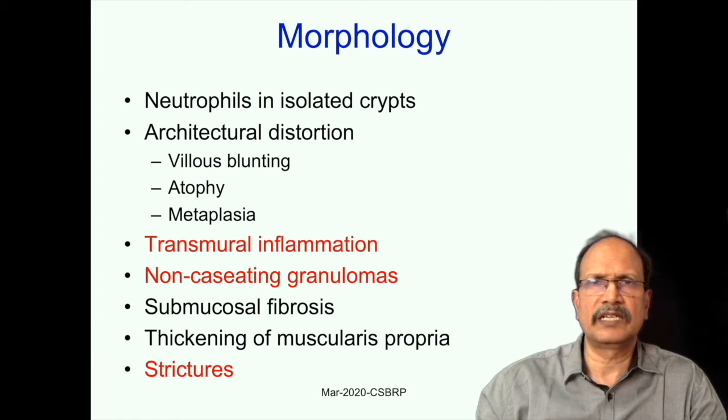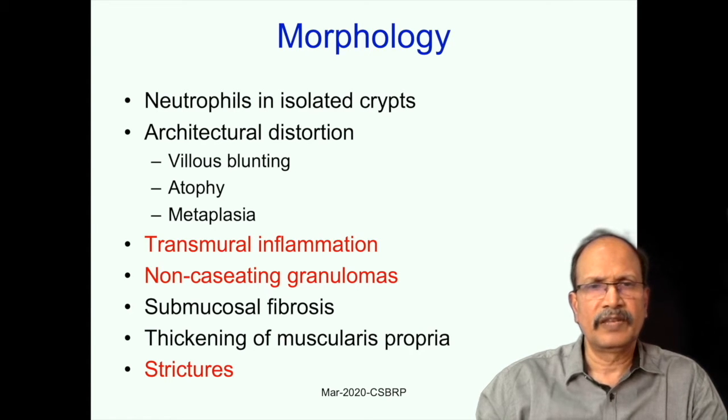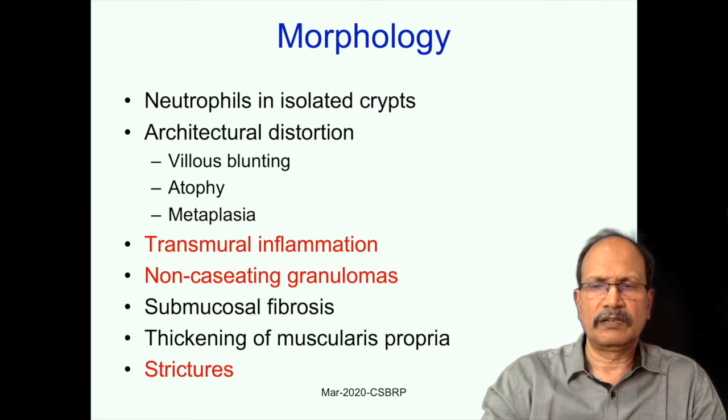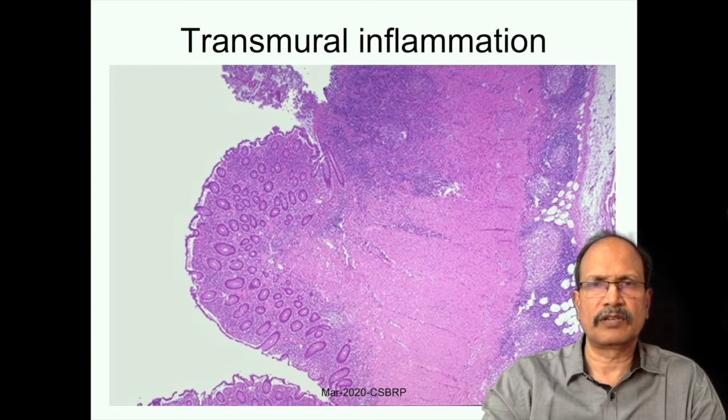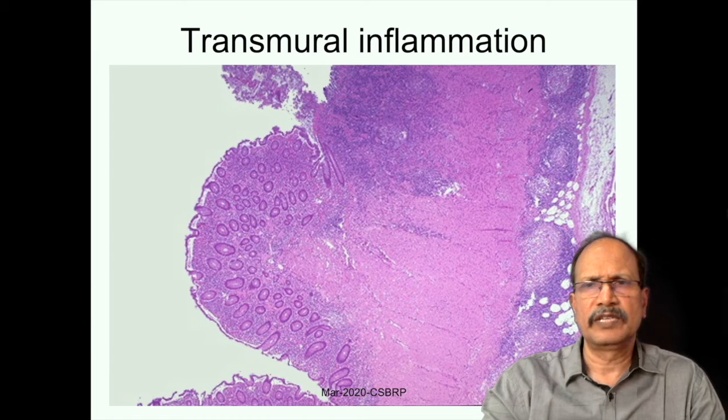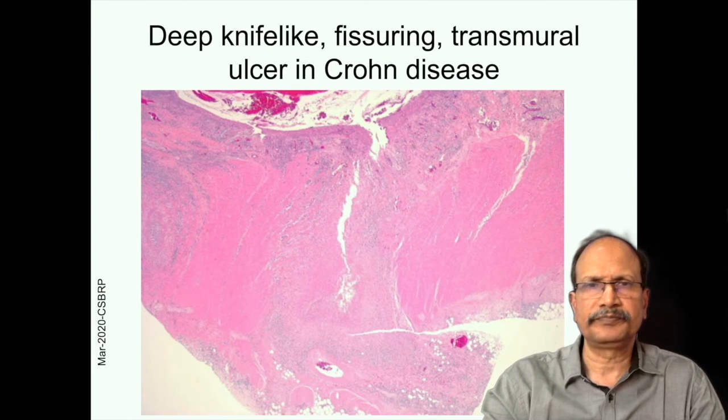Just recollect that tuberculosis granulomas are associated with caseous necrosis, whereas in Crohn's disease there is no caseous necrosis. In addition, the patient may have strictures due to thickening of the muscular intestinal wall. Transmural inflammation can be appreciated very well here, and granulomas can be seen in those pale areas near the serosa, or granulomatous inflammation.